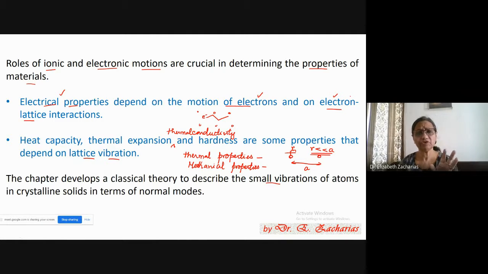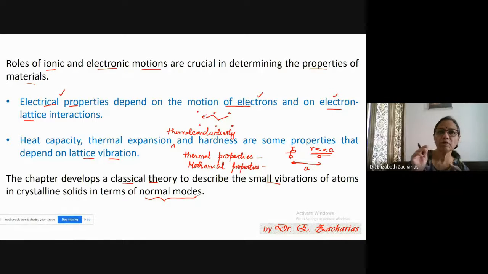So in this chapter, we are going to develop a classical theory. We won't touch quantum here. We will develop a classical theory to describe these small vibrations and how these small vibrations in crystalline materials will decide the properties of material, especially thermal properties. And we will talk about these things in terms of what are called normal modes. These are called the modes of vibration.